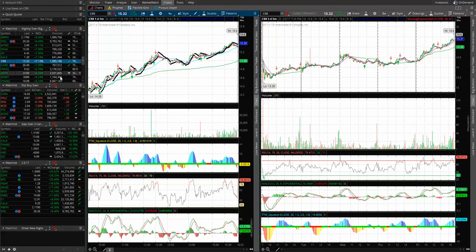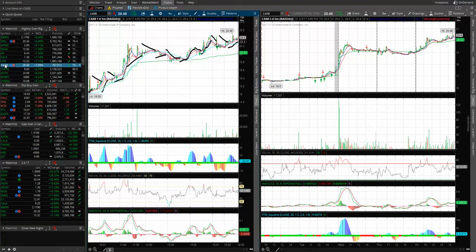CRR, sold over 1 million shares, opened at 14, closed at 15.60. The stock was trading at 13.28 5 days ago. It's something you could potentially watch. I'll put it on my watch list. Maybe a good short.